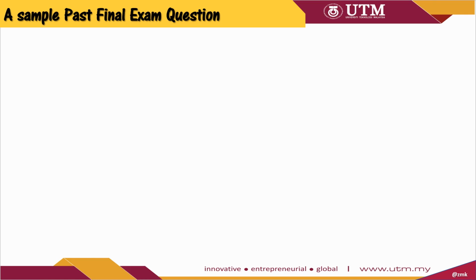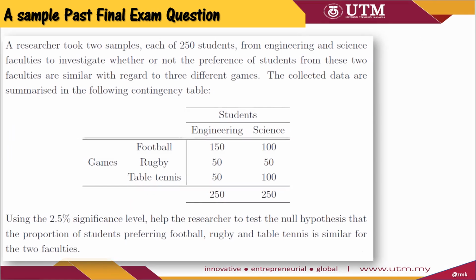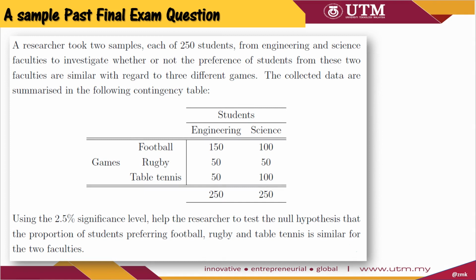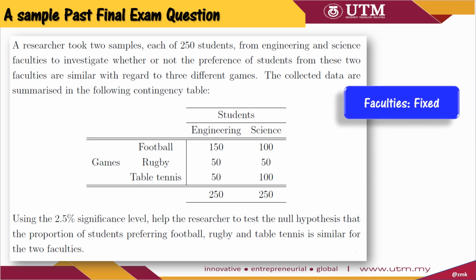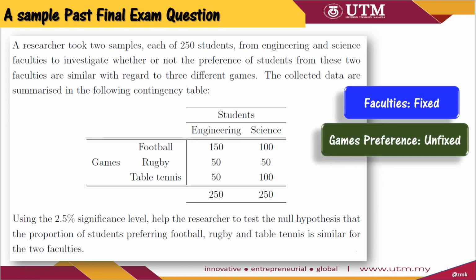Let's look at another example from a past final exam question. Here, when the researcher took two samples each of 250 students from engineering and science faculties, the researcher actually fixed the column variable, which represents the number of students from the two faculties, whereas the other variable, which is the row variable representing the game preferences, is classified as the unfixed variable. In addition, the data are tabulated in a 3 by 2 contingency table.